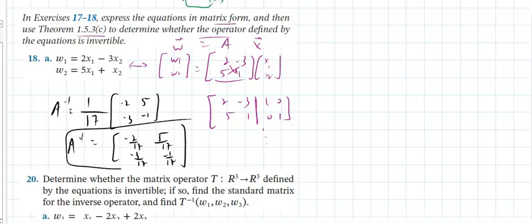If you ever need to find it, remember the theorem that we talked about last. To find the inverse of the transformation, you simply have to find the inverse of the matrix, and that's pretty much it. And that's your inverse right there.